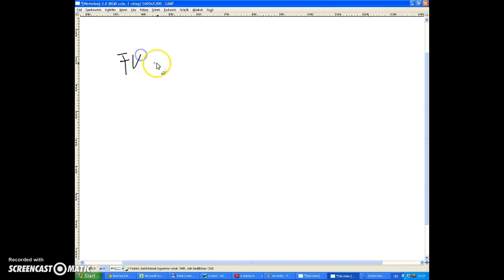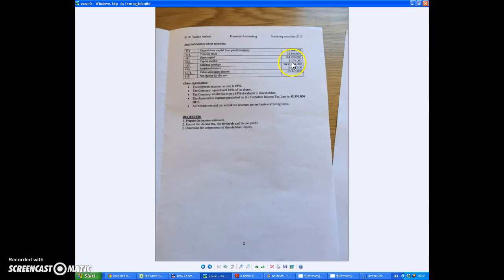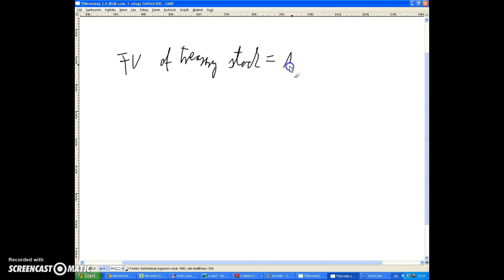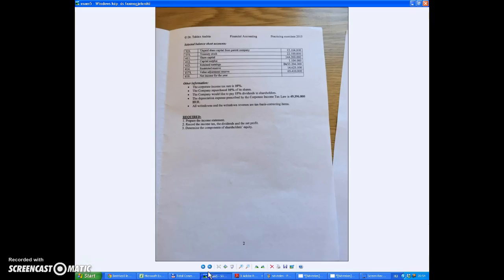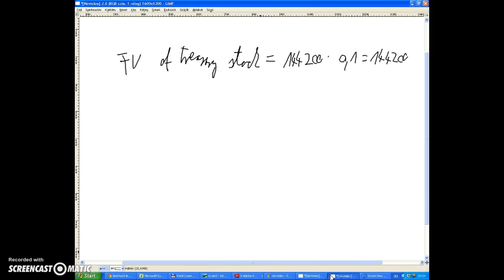So FV of treasury stock must equal this one times 0.1, so this is 14,200. This is the exact value of this amount. Sorry, with one zero less, so this is the face value of treasury stock.